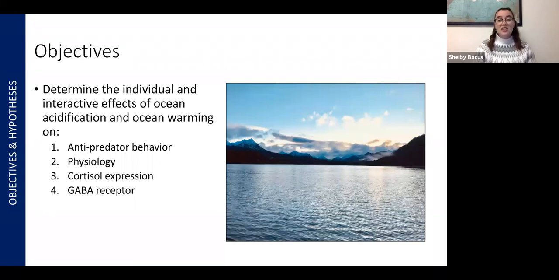Number 3, we wanted to look at the stress response of Lottia both in OA and OW conditions, but also in the presence of their sea star predator. To do this, we looked at cortisol, which is a stress hormone that is expressed when organisms undergo stressful conditions. And lastly, we wanted to look at the neural response of Lottia and whether or not behavior is modified because of neurotransmission lapses or miscommunication in the firing of neurotransmitters. We can look at this by looking at GABA receptors.